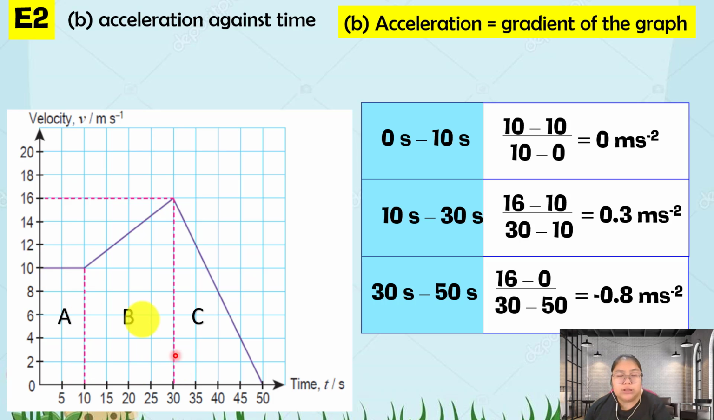Okay, 10 to 30 now there is acceleration. The velocity increases. So that means 16 minus 10 over 30 minus 10. So I get 0.3 for part B. Okay, part C, the acceleration is negative because you are slowing down. So from here, I get the gradient as negative 0.8. Now I need to convert all these readings to the a-t graph.